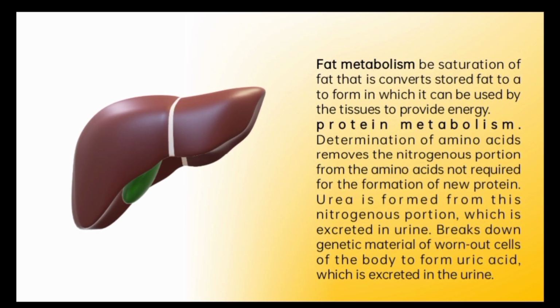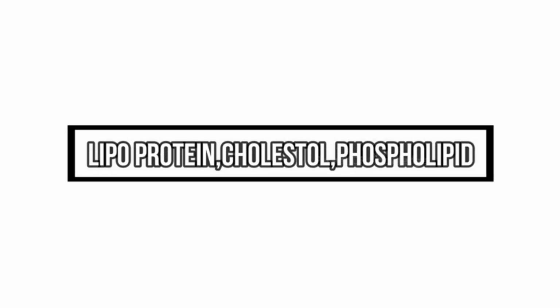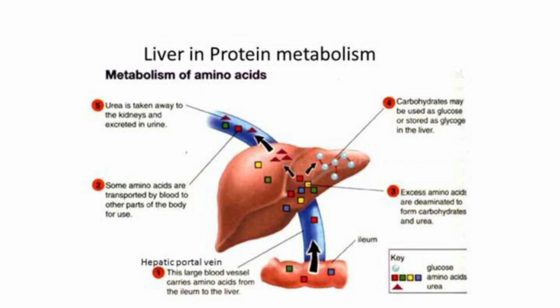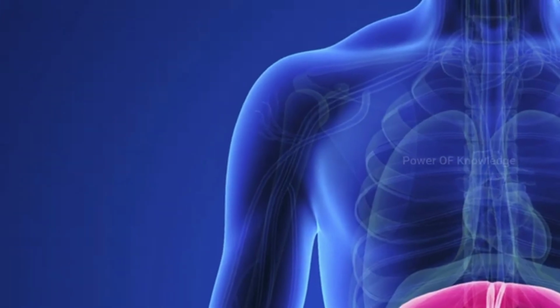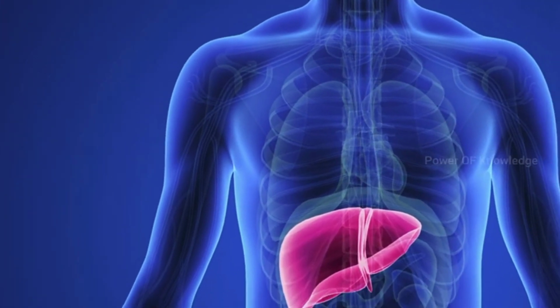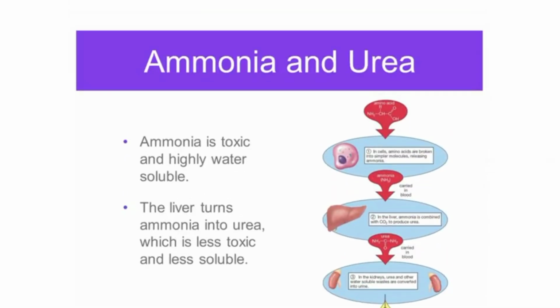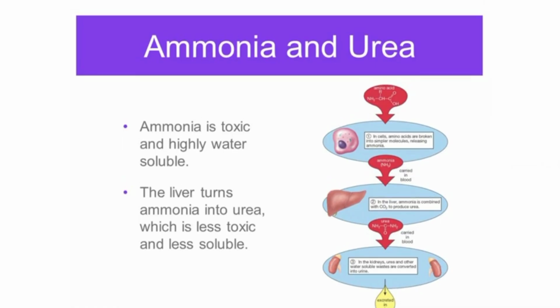Fat metabolism. Desaturation of fat, that is, converts stored fat to a form in which it can be used by the tissues to provide energy. Protein metabolism. Deamination of amino acids removes the nitrogenous portion from the amino acids not required for the formation of new protein. Urea is formed from this nitrogenous portion, which is excreted in urine. The liver also breaks down genetic material of worn out cells of the body to form uric acid, which is excreted in the urine.